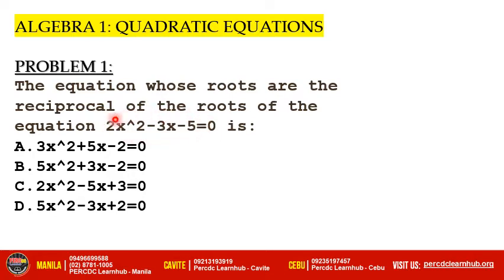Okay? So before natin i-solve, by the way, what is a quadratic equation? Yung quad, ibig sabihin po niyan ay square. Kung titignan niyo yung variable na x, x squared, square, so quad means square. Ibig sabihin nito, merong dalawang roots ang quadratic equation. Merong dalawang roots in which mag-satisfy sa quadratic equation.